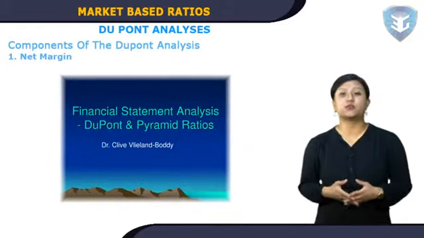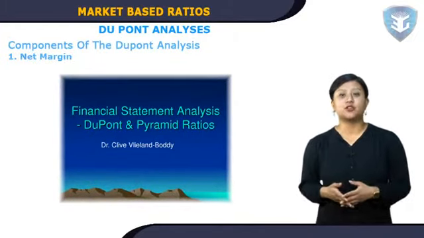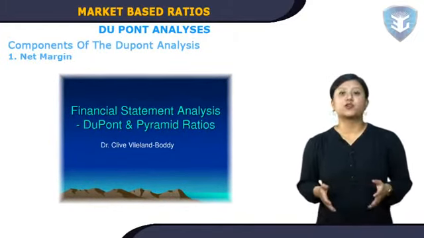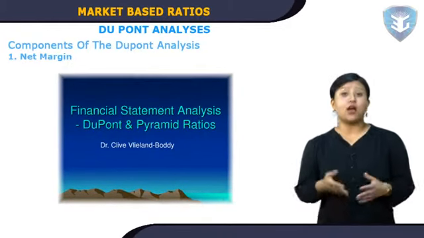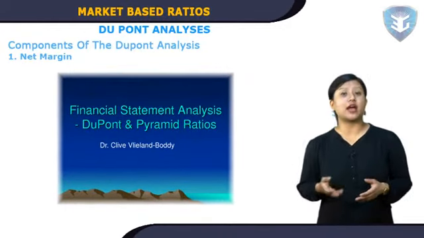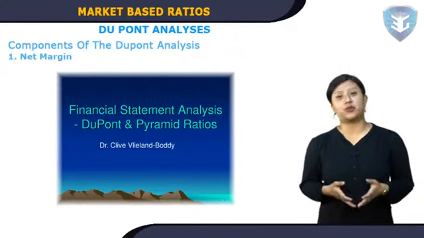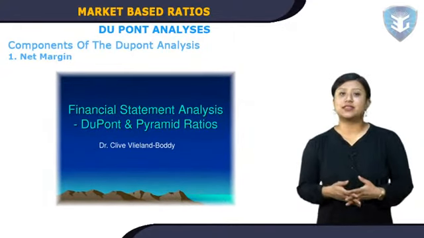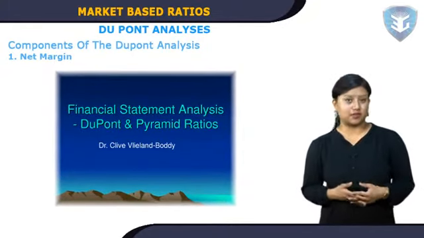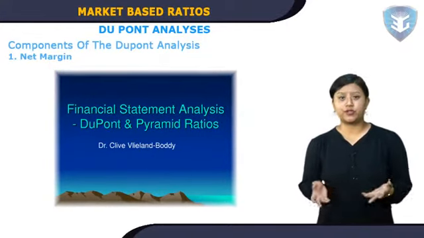The components of the DuPont analysis: net margin, net income over sales. This ratio measures after-tax profitability, how much profit a company makes for every INR 1.00 it generates in revenue. Net income and sales figures can be found on the income statement. Generally, the higher the ratio, the better.